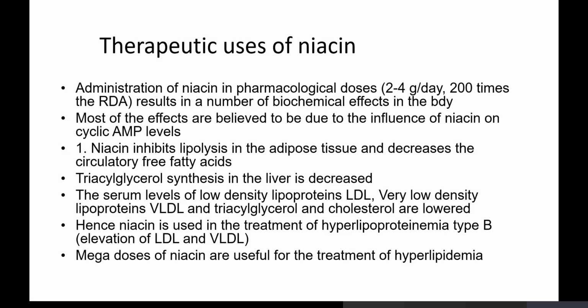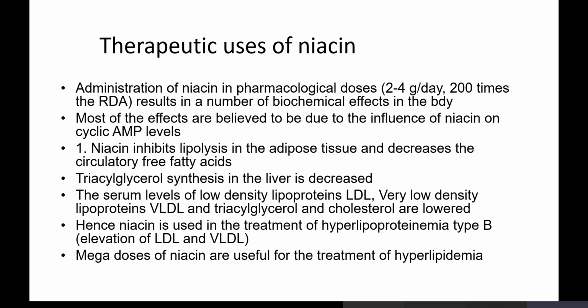So what are those therapeutic uses? Niacin inhibits lipolysis in adipose tissue and decreases circulating free fatty acids, and triacylglycerol synthesis in the liver is decreased. The serum levels of LDL, low density lipoprotein, and VLDL, very low density lipoprotein, triacylglycerol and cholesterol are lowered. This is very important. Hence niacin is used in the treatment of hyperlipoproteinemia. A person having hyperlipoproteinemia has elevated LDL and VLDL levels, so to reduce them, niacin is used.